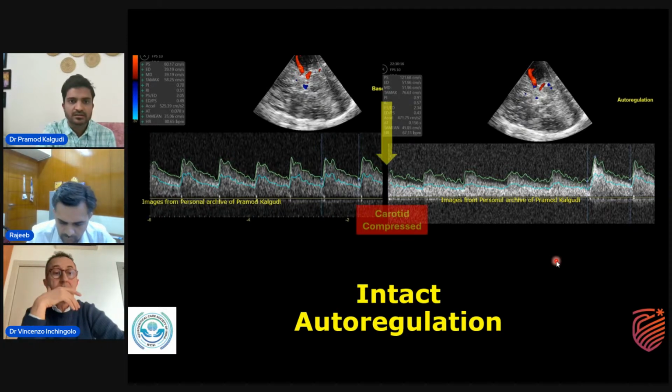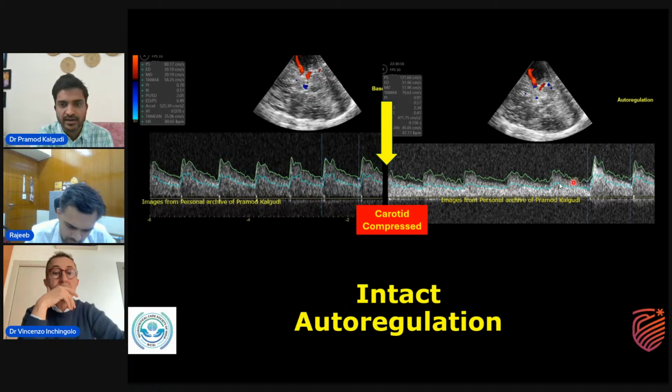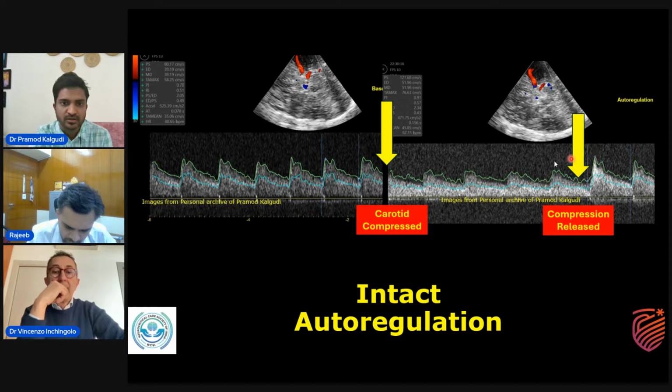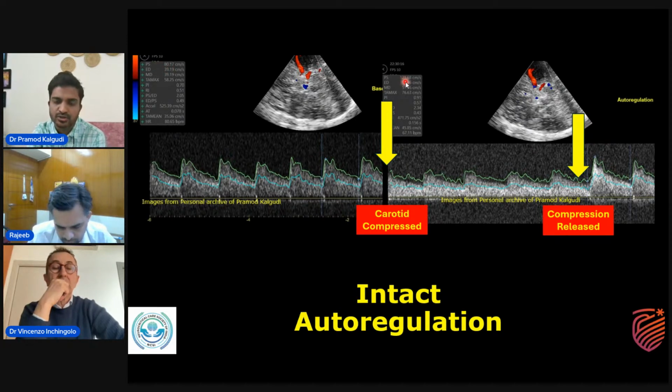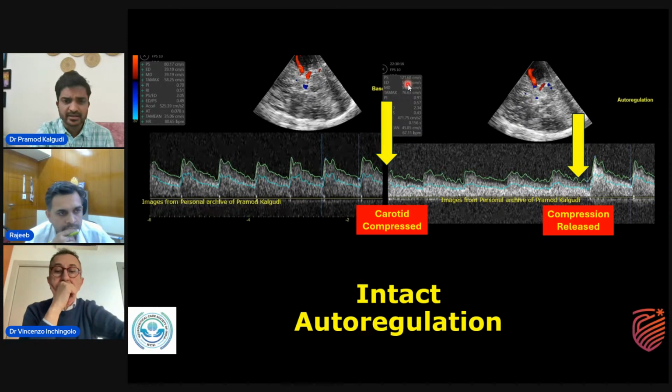In this spectrum, you see I compress the carotid here, and you can see a flattening waveform. Once I release the compression, you can see a peak systolic velocity in the next waveform. So you compare this waveform's velocity with that of the waveform just before the compression. You can see it is around 80, and post release of the compression it is around 120, which is more than 10%. So this is an intact autoregulation.